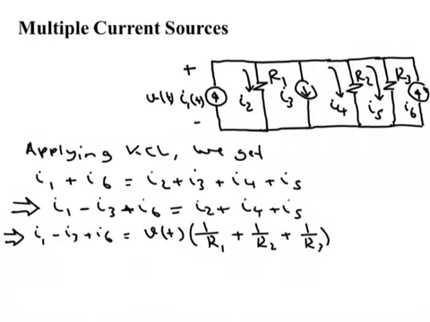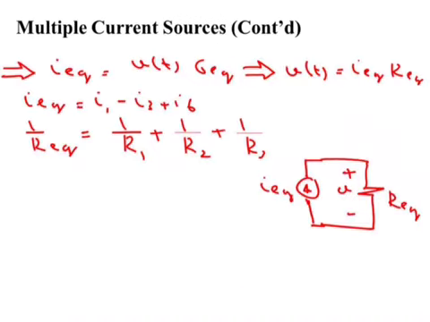I can simply write this one this way: the equivalent current is equal to the voltage across all these parallel branches multiplied by the equivalent parallel conductance. Of course, the parallel resistance is the opposite of this one. So what does this tell us? If you have many resistances connected in parallel and many current sources connected in parallel, the equivalent current is the sum of all the currents flowing into the node. I have to observe the sign if there is a current flowing out from the node.